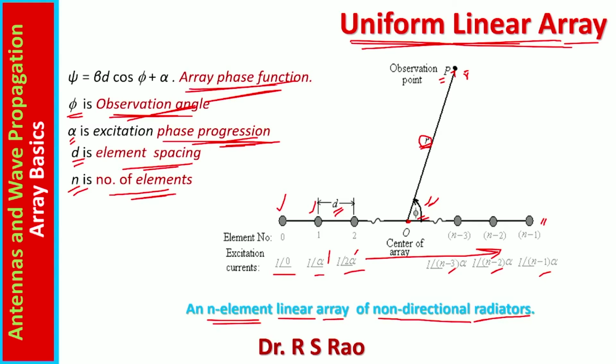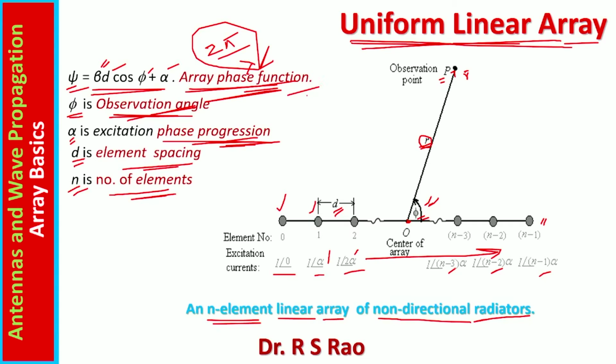Now, array phase function. What is array phase function? This expression, beta d cos phi plus alpha. Alpha is already defined, phi is already defined, d is already introduced. What is beta? Beta is 2 pi by lambda, phase shift function. Lambda corresponds to wavelength, corresponds to frequency at which the array is operated. Psi is called array phase function.